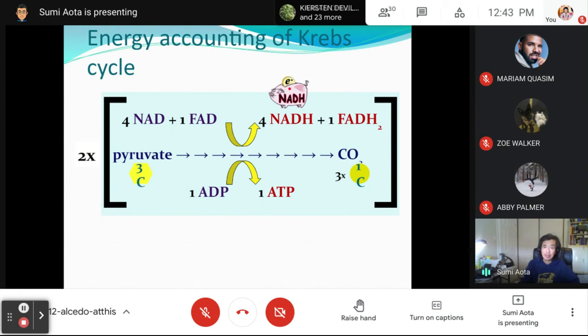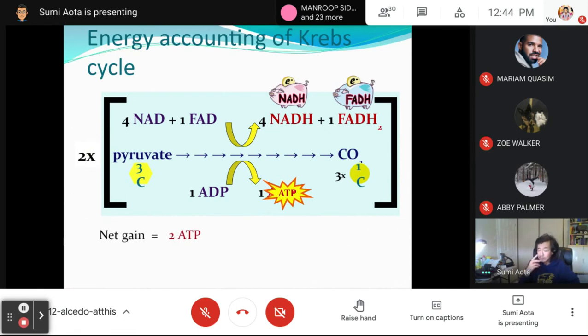So we've got money stored in the bank as these 2 piggy banks, and we've generated 1 ATP that the cell can use on its own. The net gain of this process in Krebs is 2 ATP, 8 NADHs and 2 FADH2s.